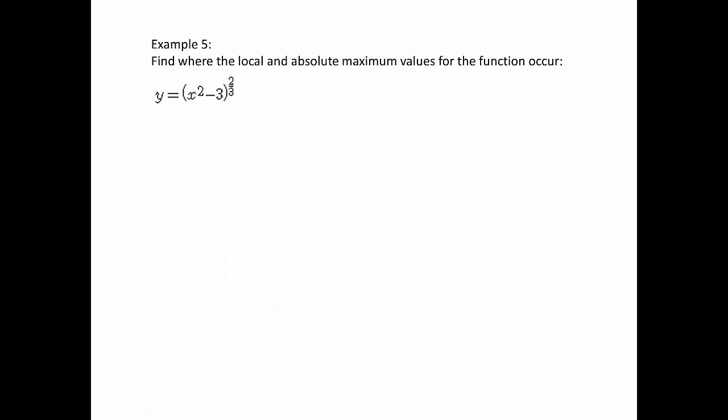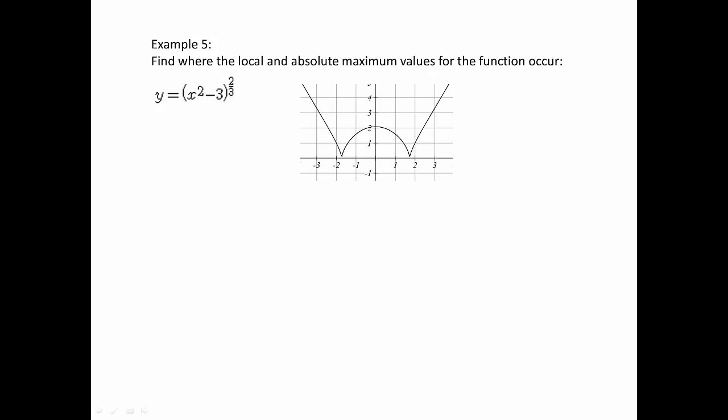So another example, example 5. Let's look at this one. Looking at the graph, we can see that we probably have some issues here. Right there and there, you can pretty much guess that it's not going to be differentiable. And we also have some local and absolute minimums there, it looks like. Also, it looks like right there is a local maximum. Let's do the calculus. When we take the derivative, we end up with this function value there.